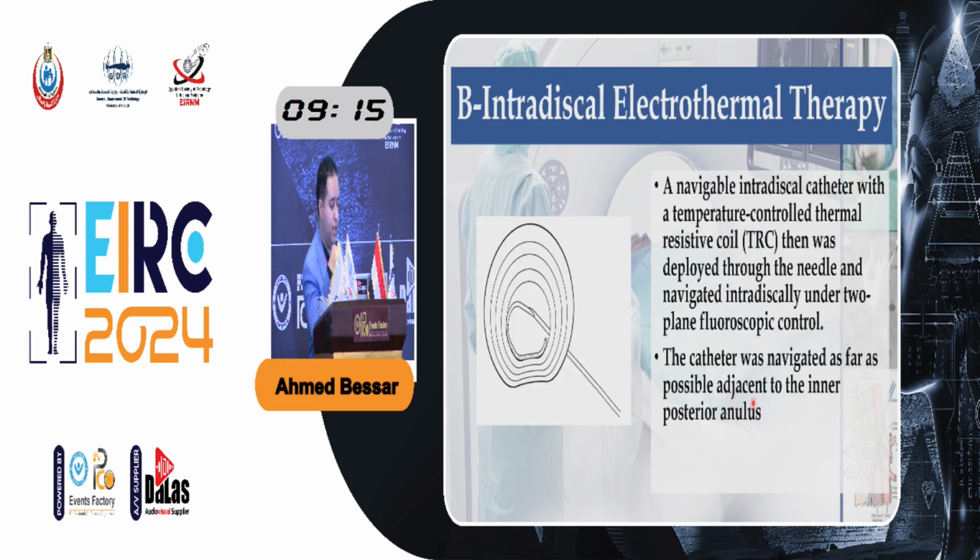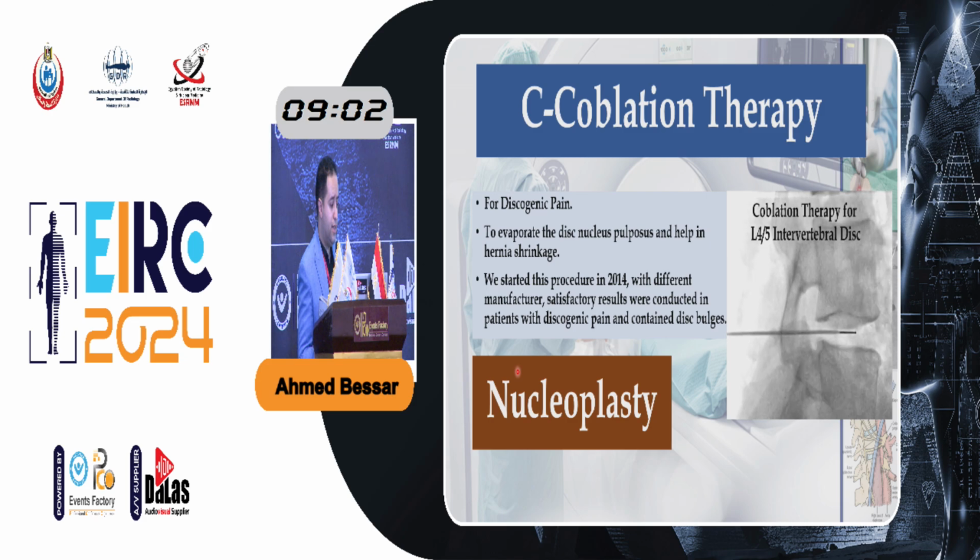And this is another technique, which I don't perform: intradiscal electrothermotherapy, where a wire creates a thermal effect on the whole annulus fibrosus to treat the pain. The second technique is nucleoplasty, done intradiscally inside the nucleus pulposus, using coblation therapy at the L4-L5 intervertebral disc for discogenic pain, to evaporate the nucleus pulposus and help with hernia shrinkage through the effect of heat.